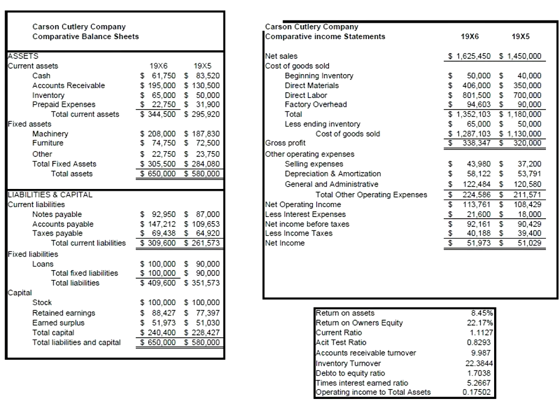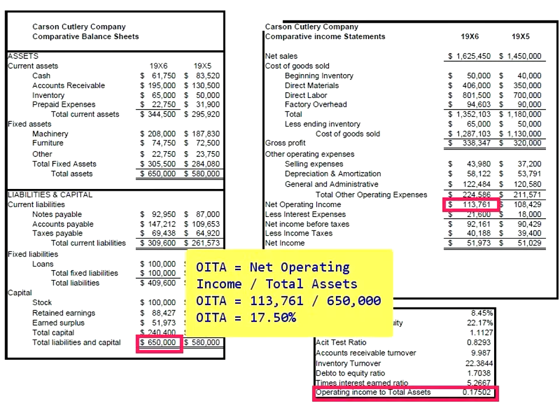And then the final one is the operating income to total assets ratio. That is 113,761 divided by 656,000. That's the net operating income divided by total assets, and this is 17.50, and it's a measure of the performance of the company in terms of the operation.